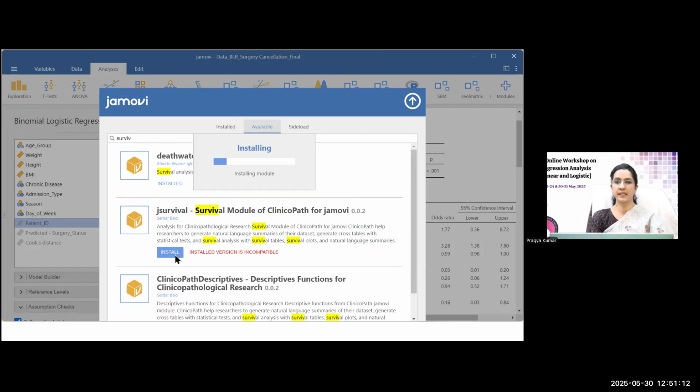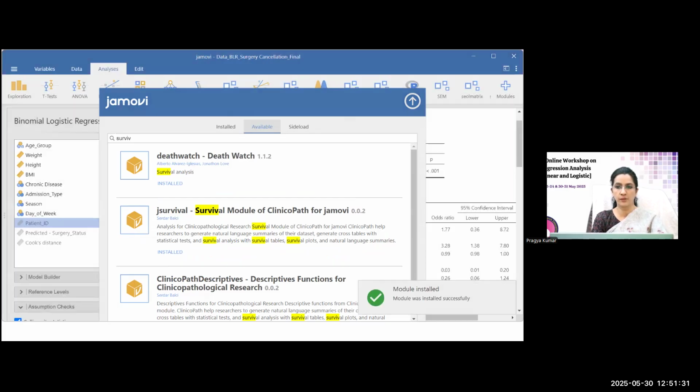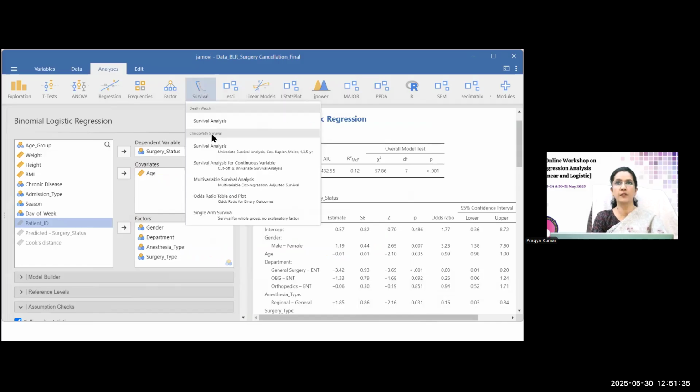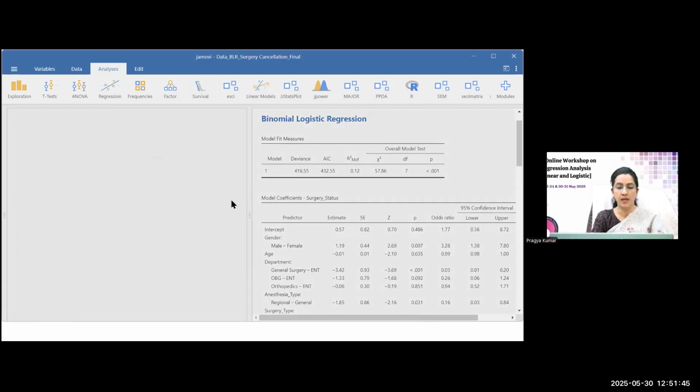because in this it gives you the odds ratio plot as well as the values, the adjusted and unadjusted. So it was installed successfully. Now in survival, I can see this clinicopath survival also. In clinicopath survival, there is an odds ratio table and plot. It is the odds ratio for binary outcome. So I will click this.